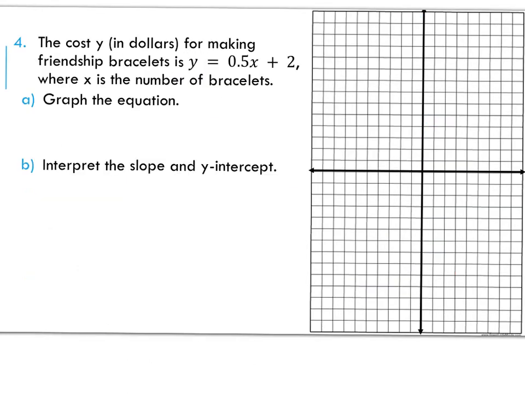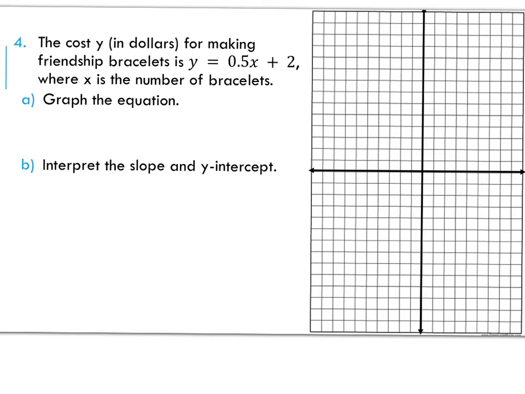All right, the last one that we're going to do is a word problem. It says the cost y in dollars for making friendship bracelets is y equals 0.5x plus 2, where x is the number of bracelets. Interpret the slope and the y-intercept. So when we're graphing this, we need to think about this situation.